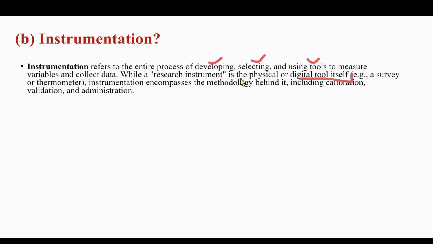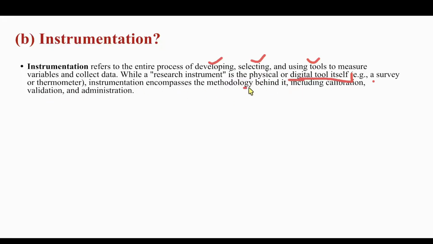So the research instrument can be in physical form, like in paper, you take a printout and share it with your respondents, or it can be via the digital tool like I have just shared. So a survey, it can be, of course, a survey. Instrumentation encompasses the methodology behind it, including calibration, validation, administration.